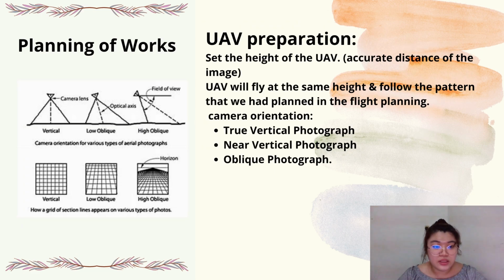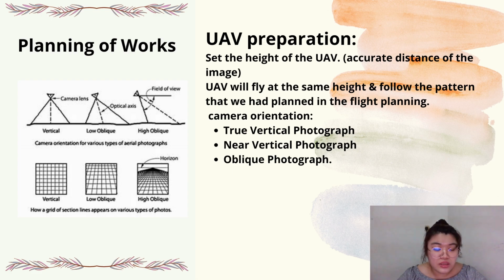UAV preparations. In UAV preparations, we need to set the height of the UAV so that it will have an accurate distance of the image. The UAV will fly at the same height and follow the pattern that we have planned in the flight planning, which is the nadir line. UAV preparations also contain camera orientations.